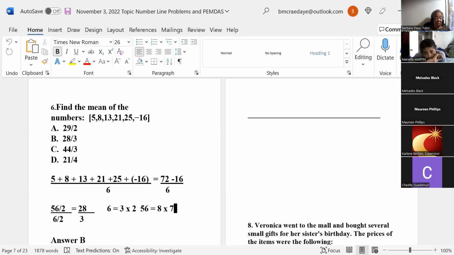But 8 is not a multiple of 6, right? No. But if you took the 8, let's take the 8 here. What two numbers multiply to give you 8? 2 and 4. That's right. But see, there you have the 2, right? And 6 has a 2. So there again, you say 2 is common for both the 6 and the 56.